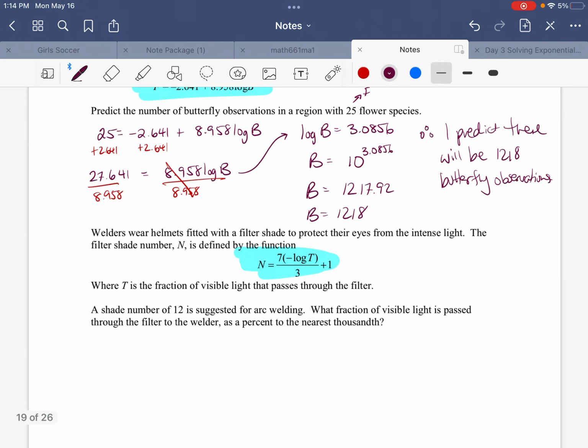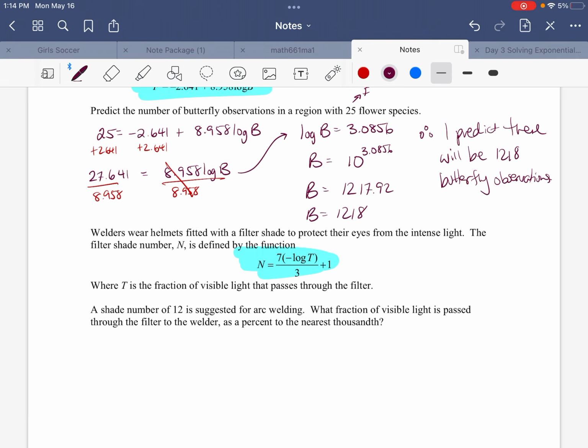Okay. And the last one's dealing with welders. So welders wear helmets fitted with a filter shade to protect their eyes from the intense light. So we get 2 variables here. We get the filter shade number, and we also get the fraction of visible light. So then we're given the shade number. So that means that's going in for n. So let's substitute.